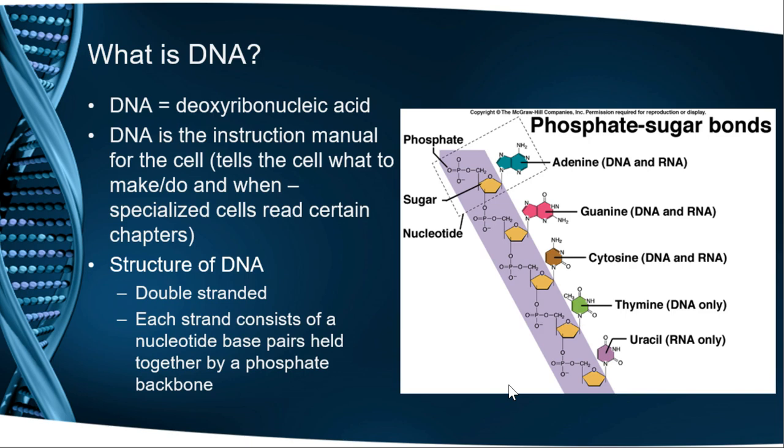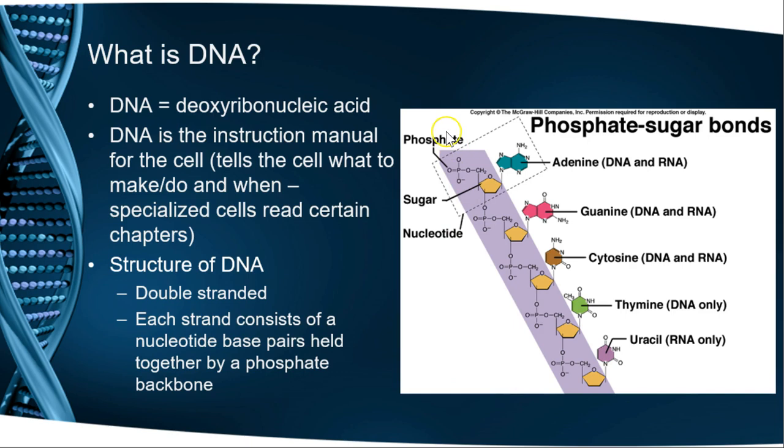So when we look at DNA, what we're really talking about is this collection of nucleotides, right? Deoxyribonucleic acid is this instruction manual, right? It's the words. So when I talk about specialized cells reading certain chapters, I'm talking about they're only looking at certain parts of the DNA because we know that every cell has all of the DNA. It is double-stranded as opposed to RNA, which is single-stranded. And in DNA, because it is double-stranded, each strand has a hydrogen bond bonding it together.